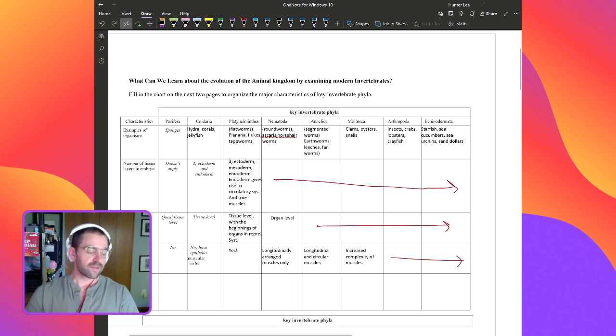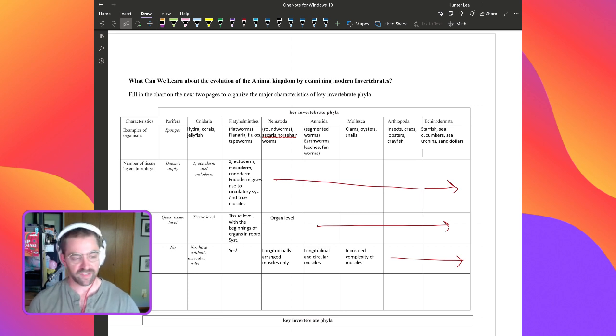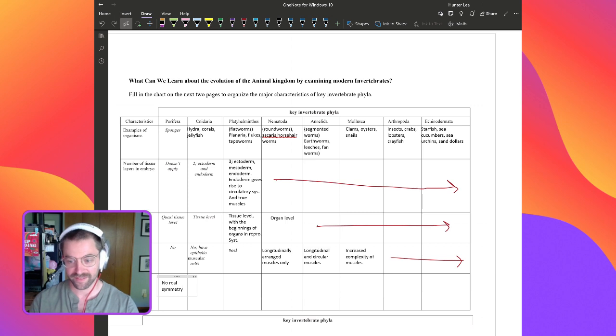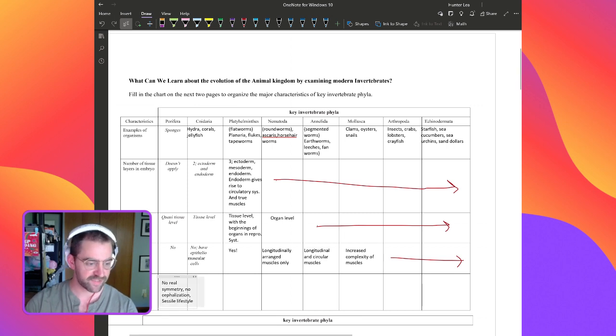Now, symmetry. Symmetry is really important from a developmental perspective. It also enables different kinds of movement and organization within the organism. When we get up to echinoderms, but in sponges we have no real symmetry. No cephalization, cephala, head, ation, formation of the head. No cephalization, head formation. That's what that means. And these have a sessile lifestyle, meaning no real self-directed movement in that life cycle.